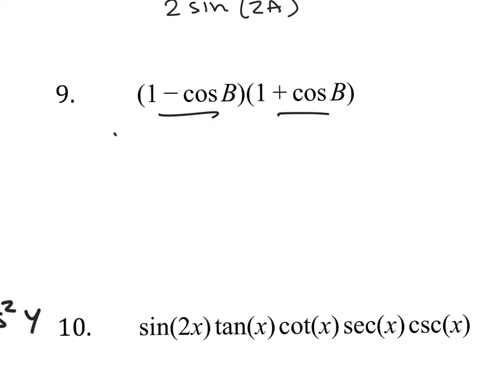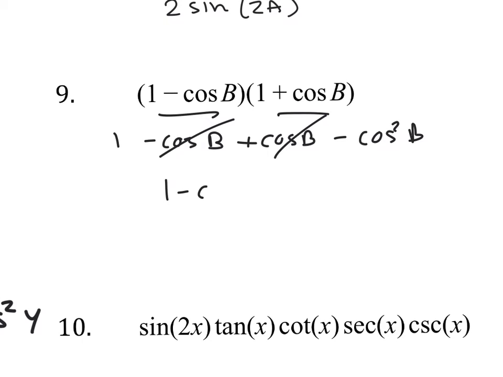And when I do that, I'll get 1 minus cosine b plus cosine b minus cosine squared b. So this cancels with that, and I end up with 1 minus cosine squared b. And that is something that I can use the Pythagorean identity with. That's equivalent to sine squared b.